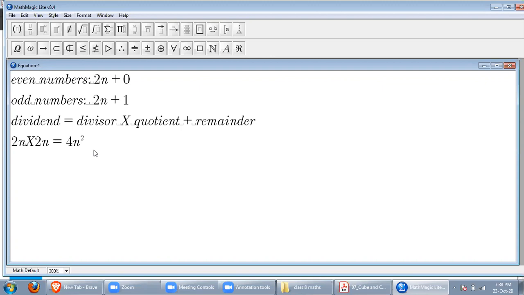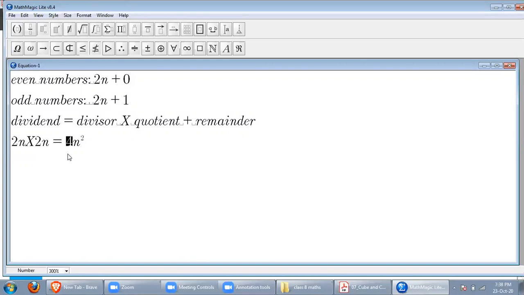This is 4n square. Even number into same even number, so it will be twice n into twice n, 4n square. That means this is a perfect square because these two numbers are the same. It is 2n, it is also 2n. The same even number into the same even number gives a perfect square number.